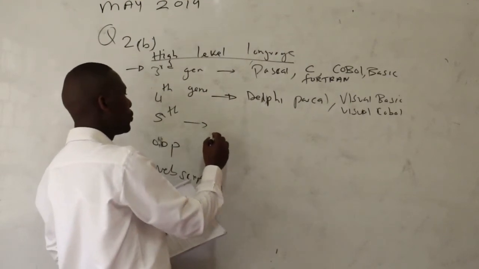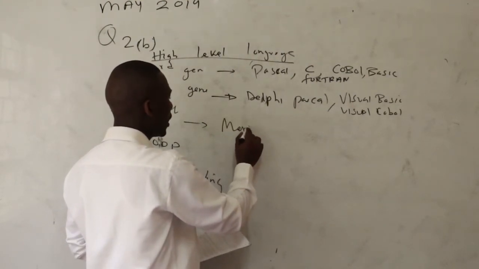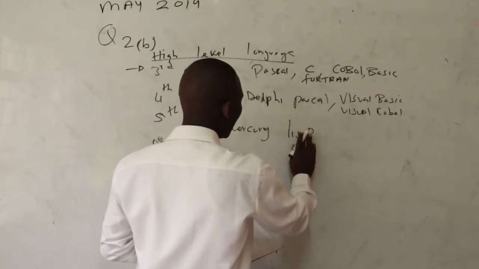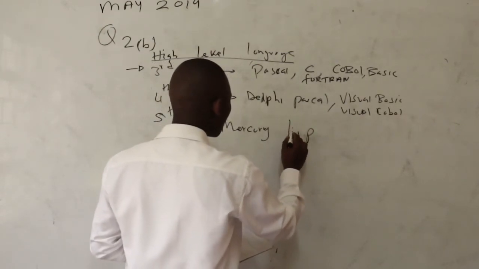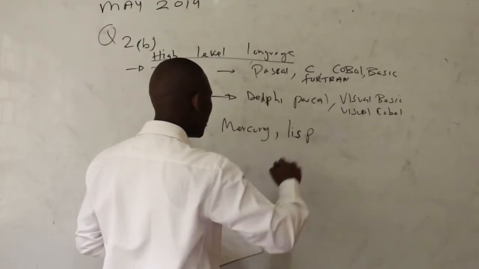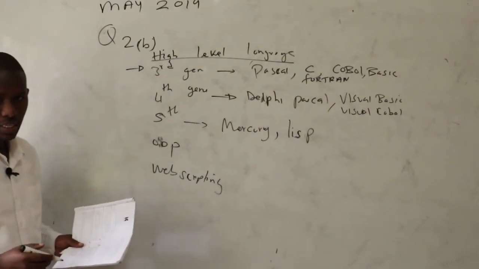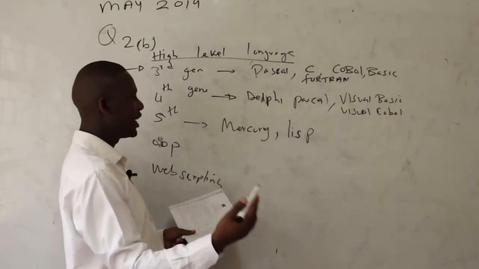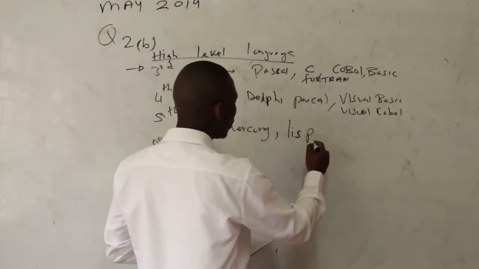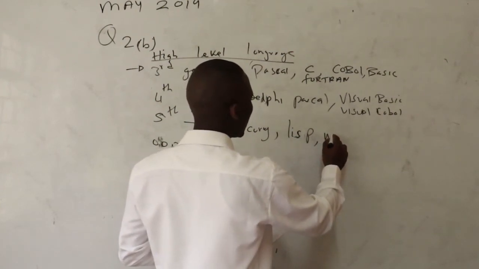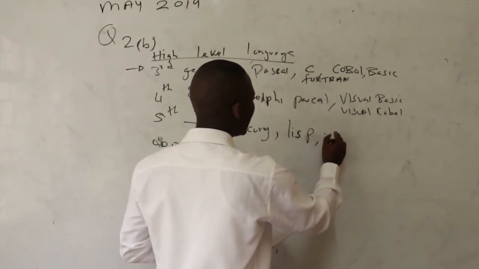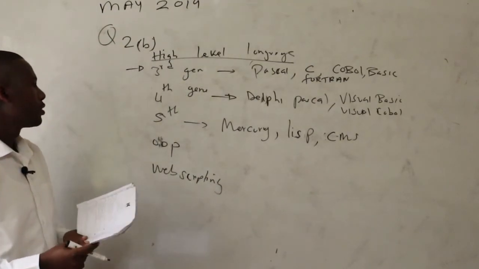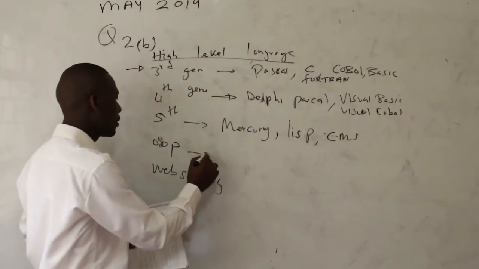So for fifth generation, we stated like we have Mercury, Lisp. These languages are normally used for artificial intelligence, and some of these languages are normally used to generate codes. They are code generators. I also stated other content management systems like WordPress and so on. So that is under fifth generation languages.